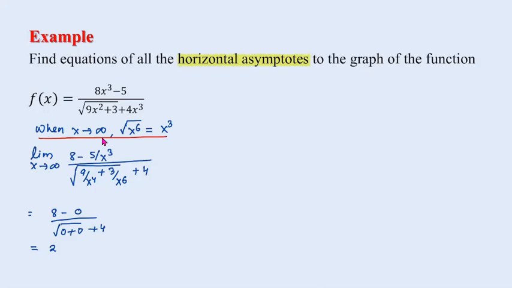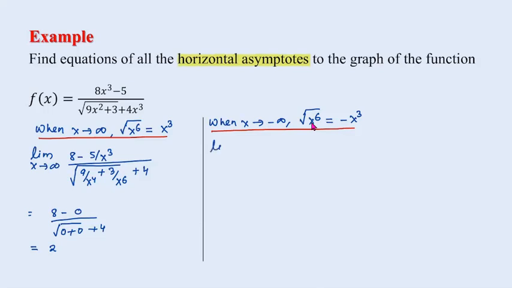Now let's look at the second case, when x approaches negative infinity. Let's write that down. When x approaches negative infinity, you can see the square root of x to the 6 is negative x cubed. That means to find the limit of this function at negative infinity, we divide throughout by negative x cubed when it is outside the square root. And if it is inside the square root, we divide by x to the 6. That is the meaning of that. That's our second case here.